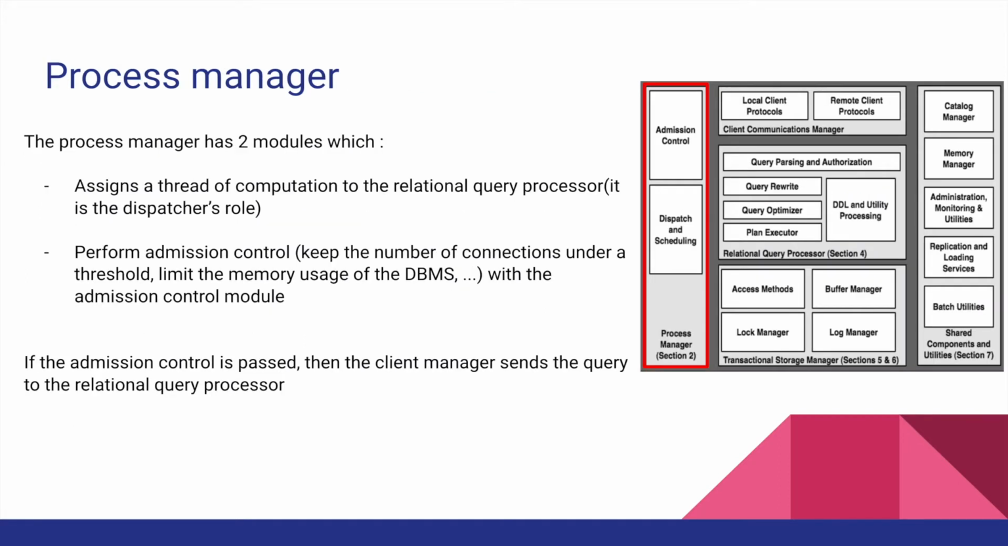At the same time, the process manager, this block, is called and takes care of two things. First, it maps a thread to the query with the dispatcher, so the query can actually be processed. And it performs admission control to make sure the system is not overused. So if there are already too many queries being processed, this query will wait before being sent to the next step, which is the relational query processor. But if everything is okay, the query is sent to the relational query processor.